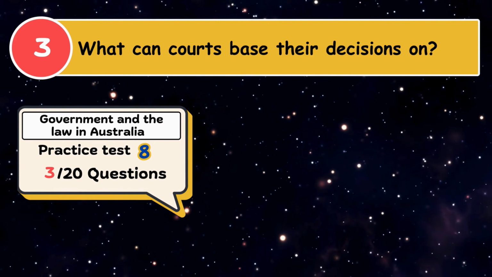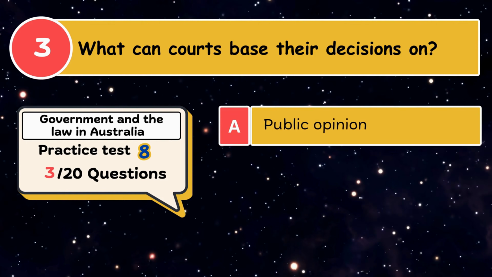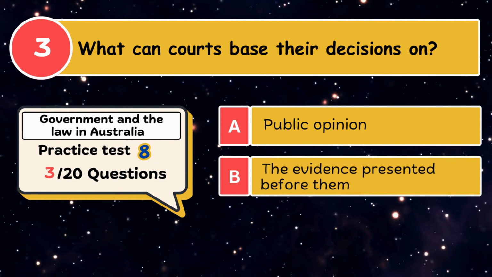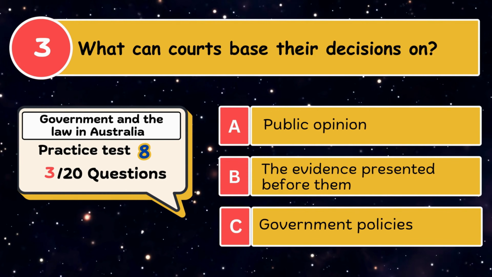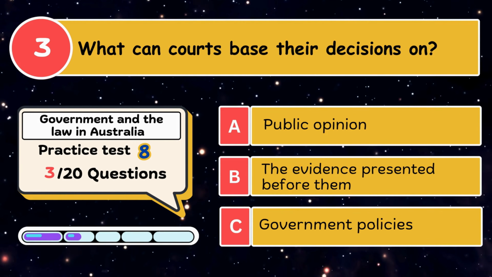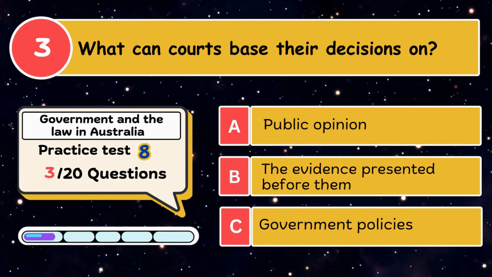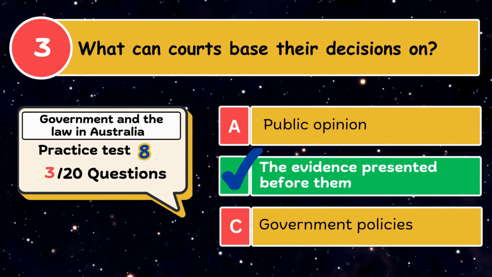What can courts base their decisions on? A. Public opinion. B. The evidence presented before them. C. Government policies. The correct answer is the evidence presented before them.